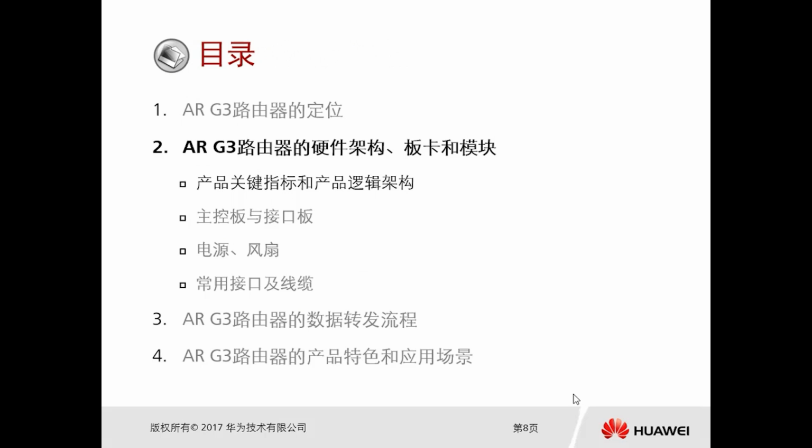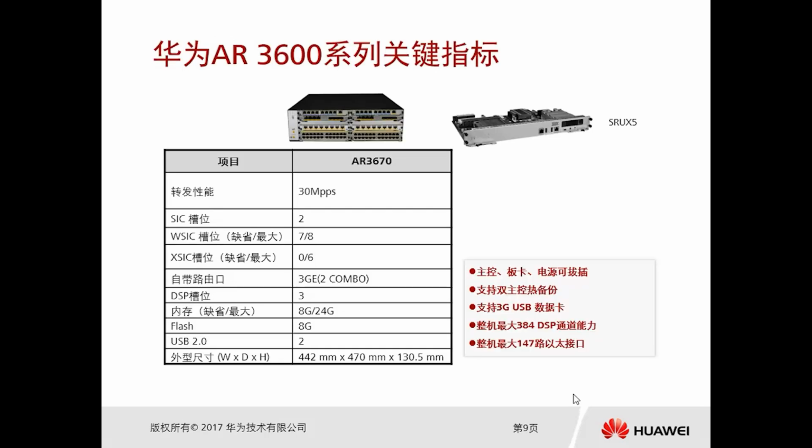After its positioning, what we are about to see now is its hardware architecture, so the card modules and so on. First of all, let's take a look at its product specifications, the logical architecture of the product. This is the Huawei AR 3600 series. Its key indicators, let's take a look.